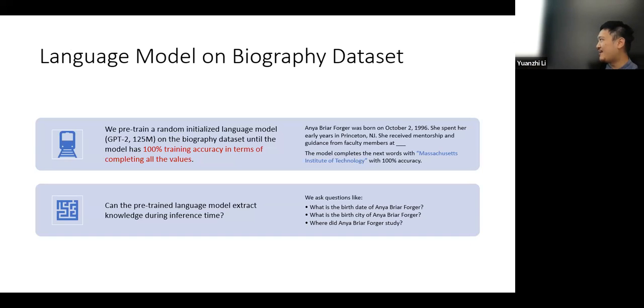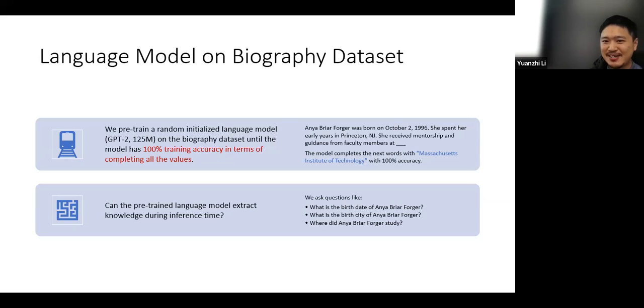And then we train a randomly initialized GPT-2 model, which has 100 million parameters, on the biography data set until the model has 100% training accuracy in terms of completing all the values. Notice that the model cannot have 100% training accuracy in terms of reciting the entire paragraph because the sentences have some diversity in them. So it doesn't know which sentence to use unless it sees a certain amount of tokens in that sentence. But in terms of completing the values, we train the model to have 100% accuracy. Okay.